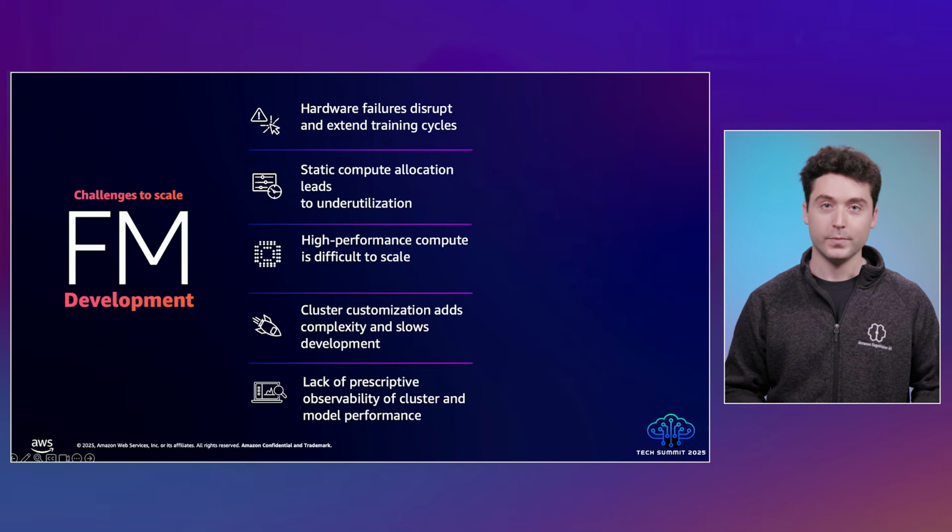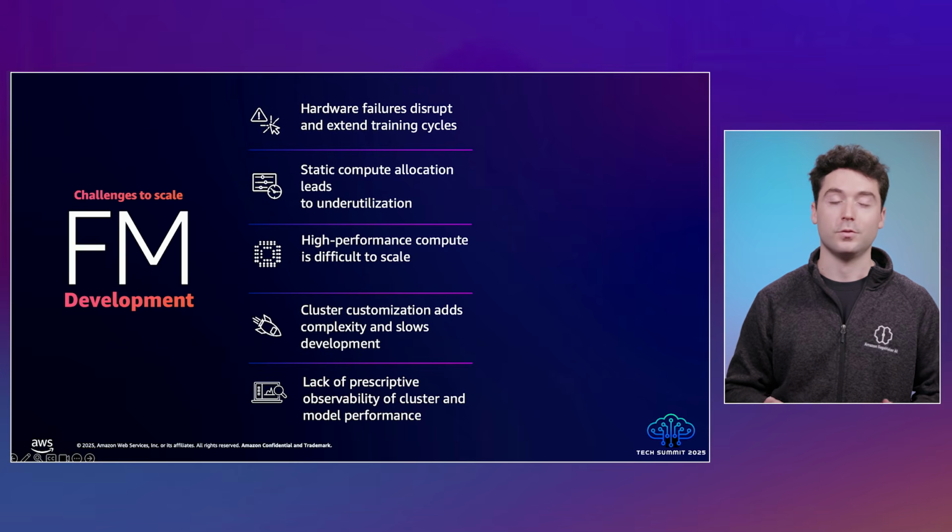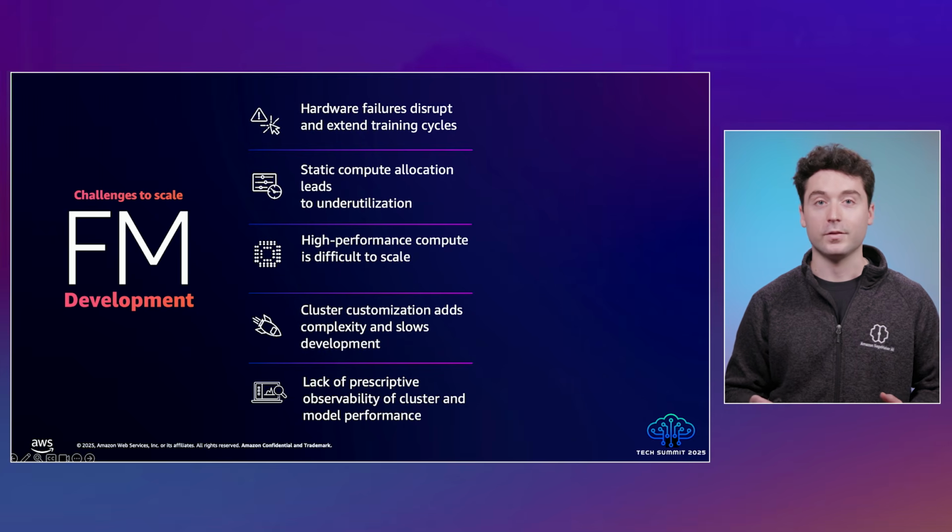Finally, observability. Without comprehensive visibility into infrastructure health, model performance, and system metrics, teams can struggle to diagnose bottlenecks or optimize utilization. Insight into task and cluster level behavior is very essential.